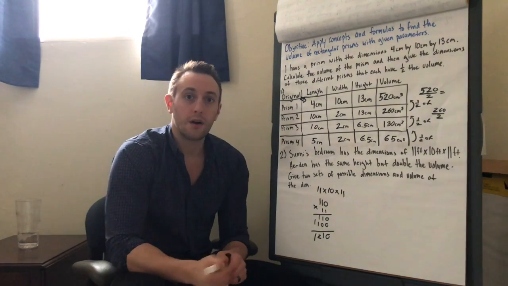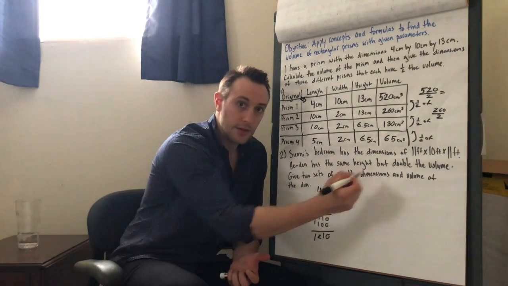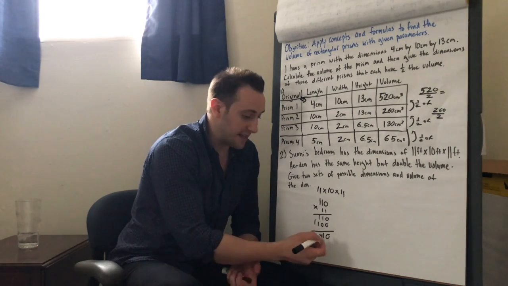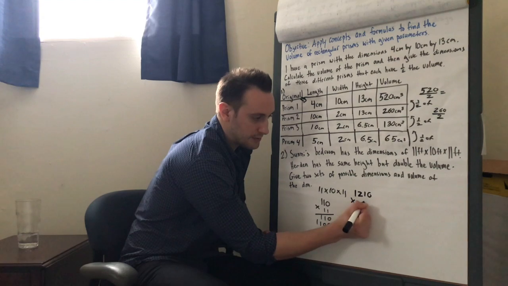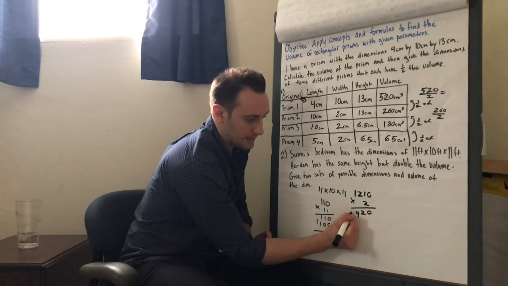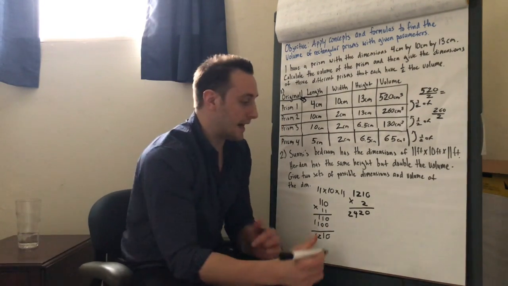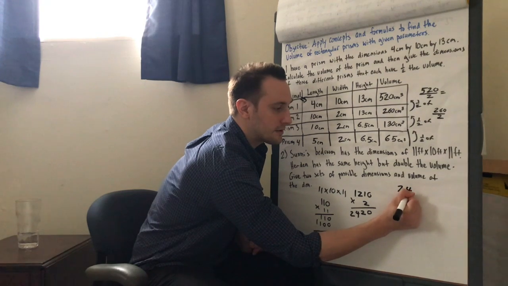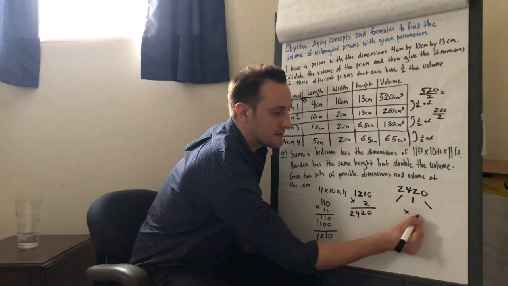The key word is double. The den's volume is double this. Double means multiply times 2. So I'm going to have 2,420. Now I have to break this down. 2,420 is going to be broken down 3 ways.